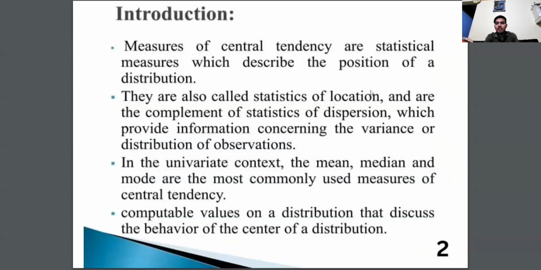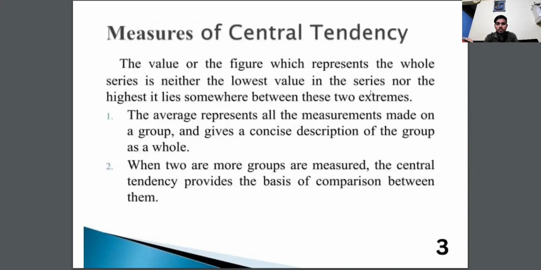Measures of central tendency are statistical measures which describe the position of a distribution. They are also called statistics of location and are the complement of statistics of dispersion, which provide information concerning the variance or distribution of observations. In the univariate context, the mean, median, and mode are the most commonly used measures of central tendency. Computable values on a distribution that describe the behavior of the center of a distribution.